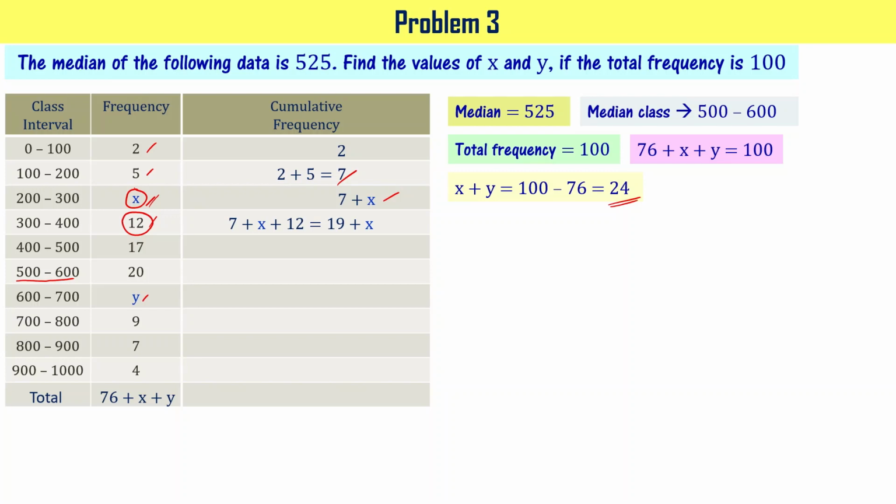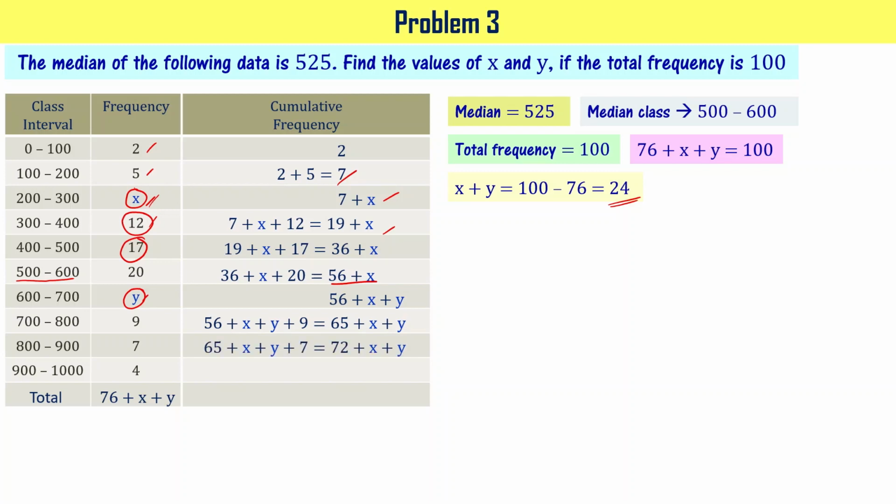For the next class, it is 19 plus x plus 17, right? That is going to be 36 plus x. For the next class, it is going to be 36 plus x plus 20. That is 56 plus x. Now, for the next class, it is going to be 56 plus x plus y, right? 56 plus x plus y plus 9. That is equal to 65 plus x plus y. Then you add 7 such that it becomes 72 plus x plus y. The next one, when you add 4, it becomes 76 plus x plus y.